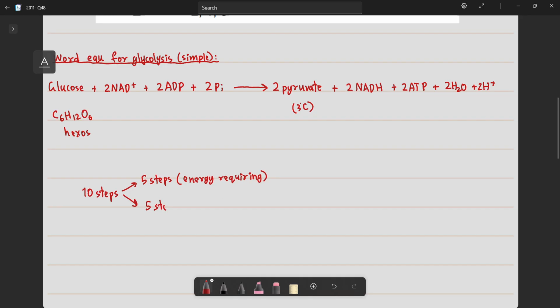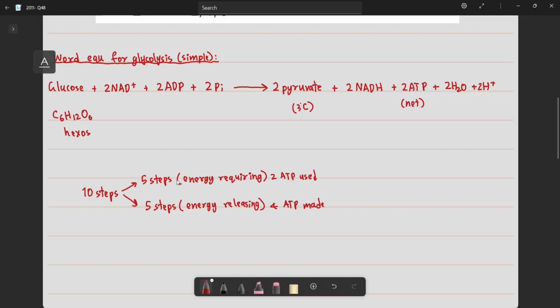And the last five steps are known as energy releasing. This produces 4 ATP, but the net total ATP gained from glycolysis is 2 ATP. That's why the ATP that I mentioned in the word equation is net ATP. So 2 ATP are used, and 4 ATP are made.